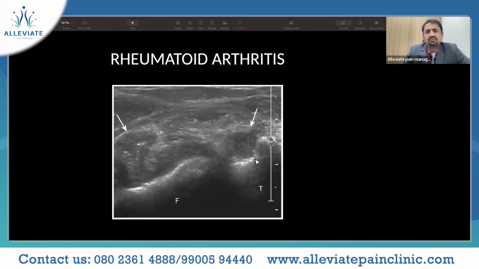Rheumatoid arthritis, an inflammatory cause, where you can appreciate your erosions, which is very common. Enthesopathies, enthesitis can also be there. Effusion also can be there. So in this, the arrowhead points us towards the erosions which are present, and there is also effusion around the area.